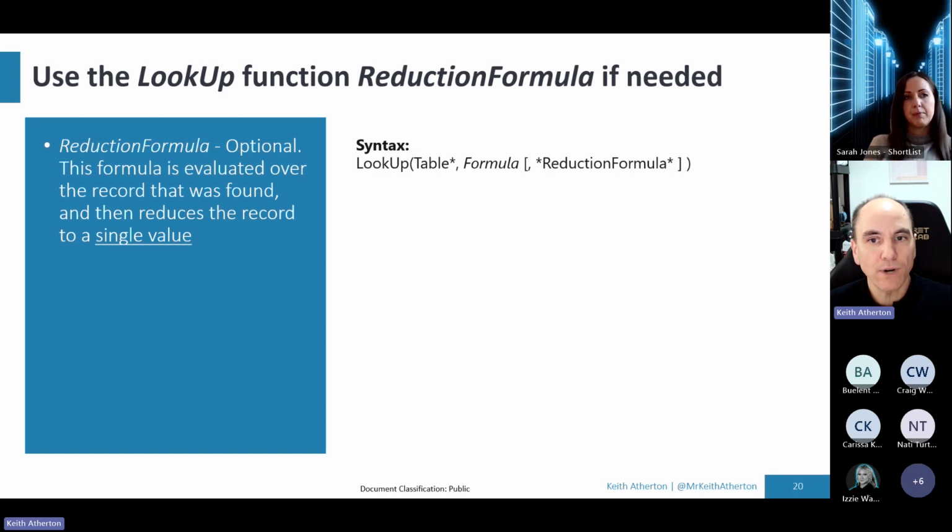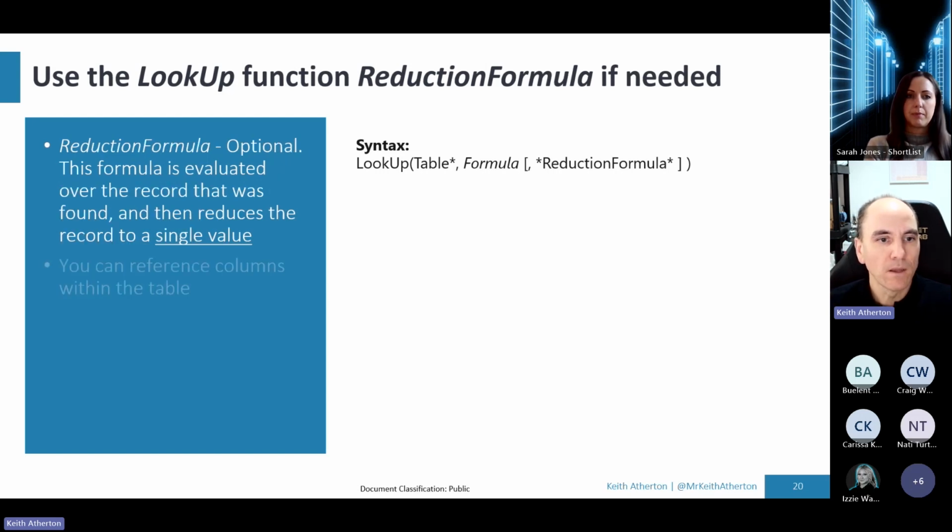It's an optional parameter. We can see it's the third one there in the syntax. And as you can see from the description, what it does is it evaluates over the record and it reduces it to a single value. So if all we need again is just that title column or some kind of calculation to be performed, we bring back one instead of the entire record.